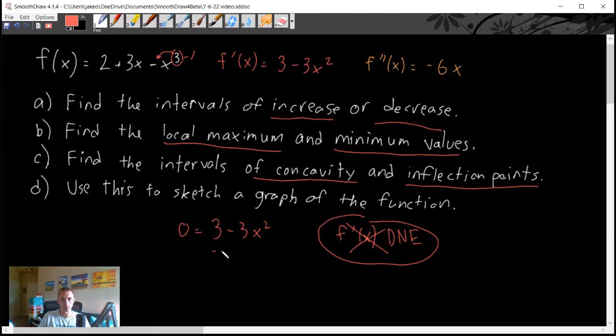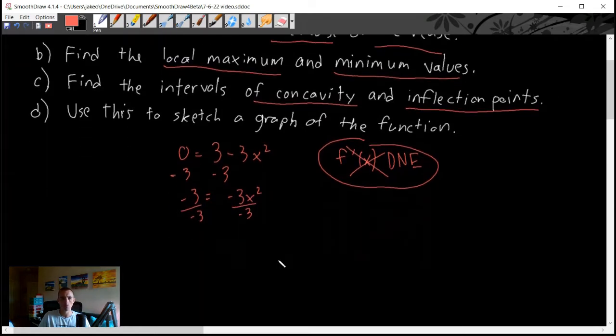So to solve this, we can subtract 3 over to the other side. Divide both sides by -3. And that gives us 1 equals x squared. Take the square root of both sides, and do be careful when you take the square root of both sides in an equation like this, you want to take the positive and negative square root. So x equals the square root of 1, which is 1, so we get plus or minus 1. So we have two critical numbers, x equals 1, x equals -1.